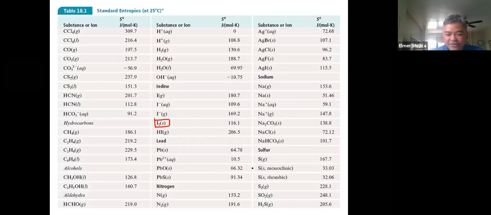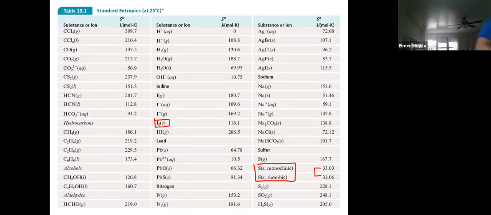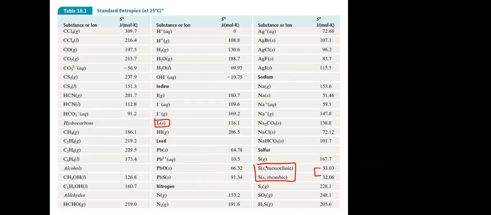Or maybe we can recall the monoclinic and the rhombic thing here. They're almost what? Close to one another. Why? Anyone? Why do you think the value of this sulfur monoclinic and rhombic, which we have discussed, which just differ in the crystal structure, is close? Because they are both solid. Solid. Yeah.